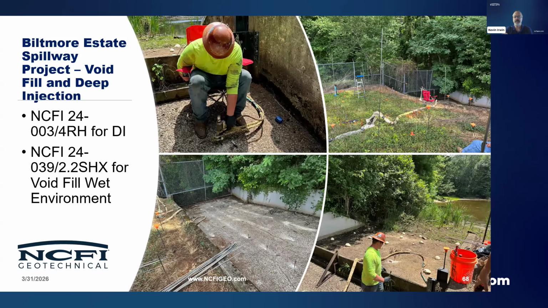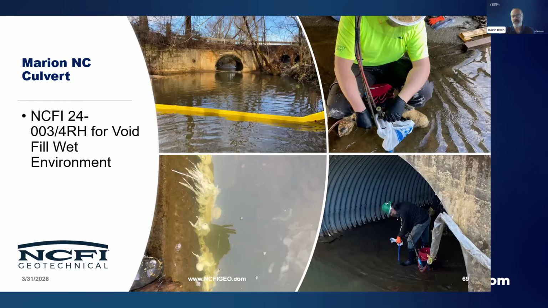Here's another one. This is underneath the Biltmore Estate. If you're familiar with that, this is the Biltmore Estate location, and this is their spillway. We used the 039 because it was a wet environment, and some of the 4RH or 003 as well. Both those are hydrophobic systems. Another culvert, a void fill in a wet environment.